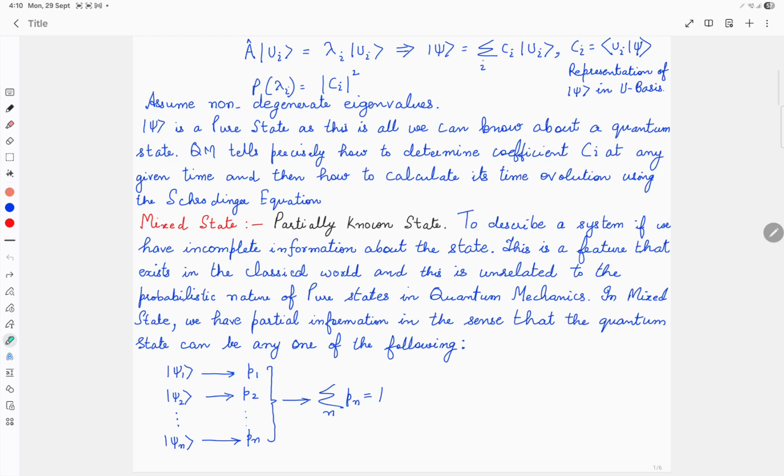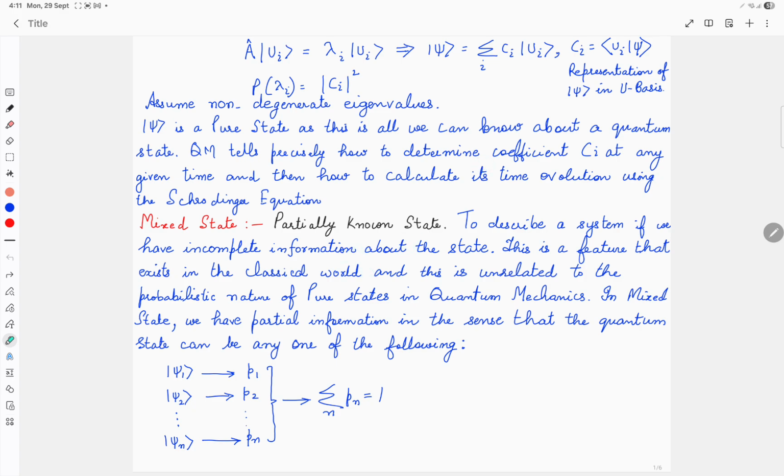Now, what is a mixed state? It is when the state of the system is known only partially. To describe a system, if we have incomplete information about it, this is a feature that exists in the classical world. We have the probability concept in the classical world. Probability is used in the classical world because we have partial knowledge of the system, and then we use probability to say that with this probability a certain event will happen. But if we have full, complete information about the state, then we don't need this statistical probability.